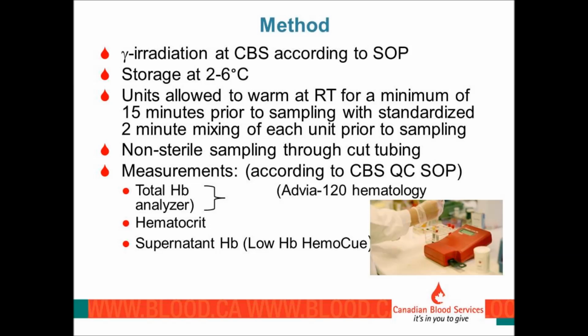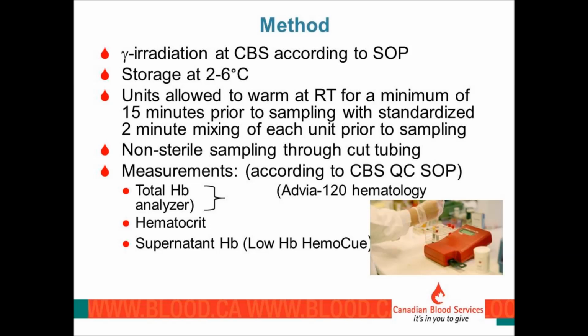So we did the gamma irradiation at CBS using our NORDION irradiators according to our SOP, stored the unit at 2 to 6 degrees. We allowed the units to warm at room temperature, like they would be as we're transfusing them, for a minimum of 15 minutes before we sampled them. And we did 2-minute mixing of each unit prior to sampling to make sure it was well mixed.